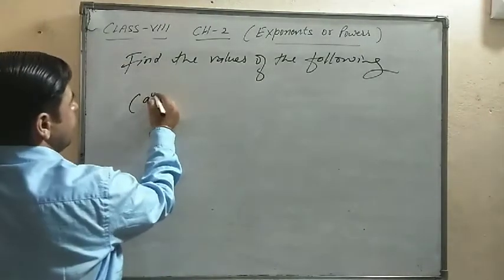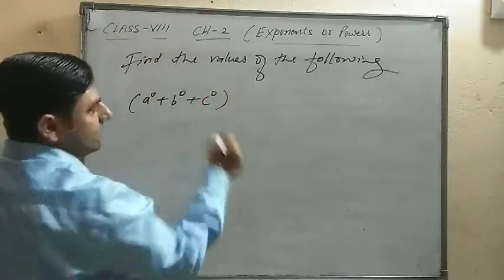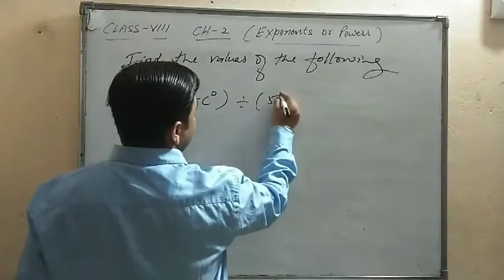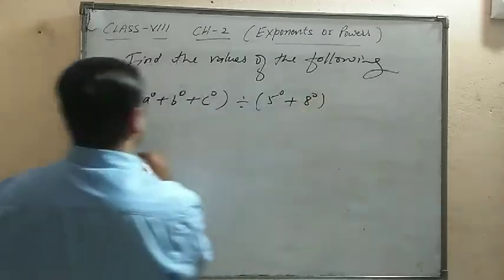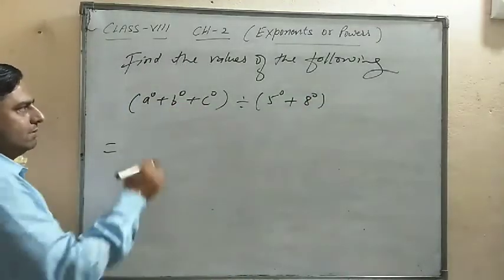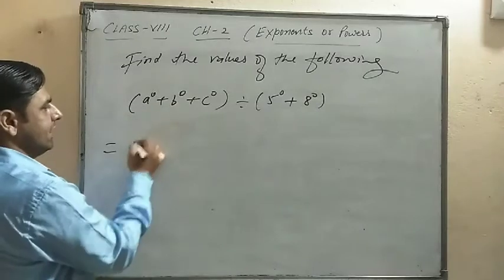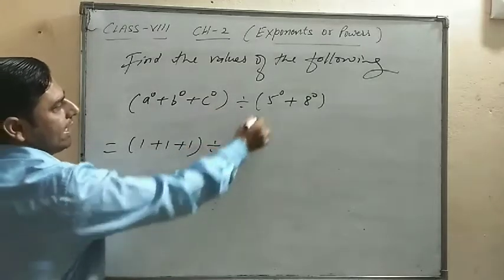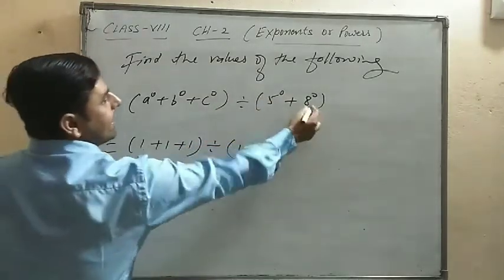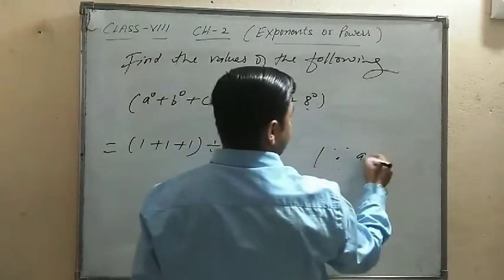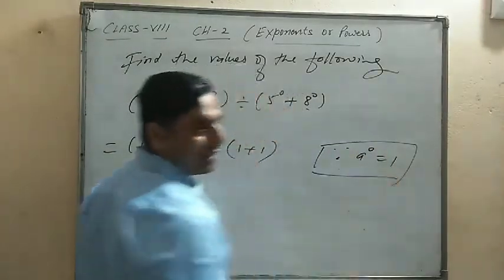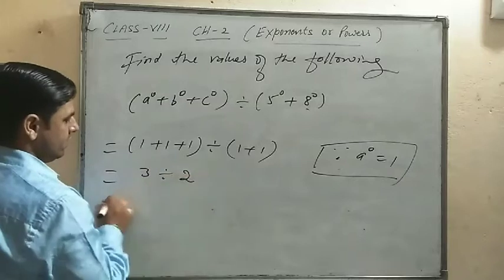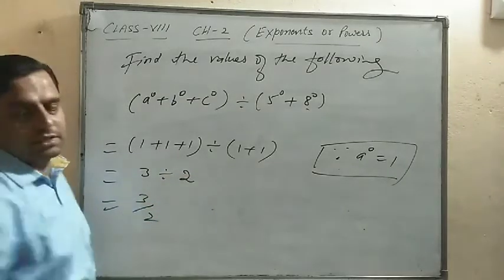Next one: suppose a raised to power 0 plus b raised to power 0 plus c raised to power 0, divided by 5 raised to power 0 plus 8 raised to power 0. So what is the value of this sum? You know very well, a raised to power 0 is 1, b raised to power 0 is 1, c raised to power 0 is 1, divided by 5 raised to power 0 is 1, 8 raised to power 0 is 1. Because a raised to power 0 is equal to 1, we use this identity. So 1 plus 1 plus 1 is 3, divided by 2. So 3 by 2 is the answer.